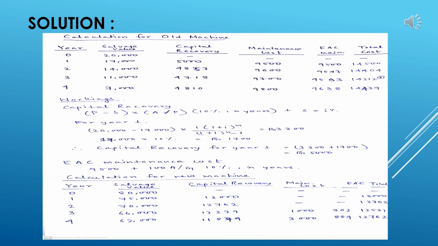It will be future worth turned back into annual worth in case of 1,000 and 3,000, for which we will be getting the values of 302 and 884. Here we need to remember, even when we are transferring the values of 1,000 and 3,000, the respective n's will be 3 and 4. So adding up those two values of capital recovery and the maintenance cost, we will be having the subtotal values which we are getting here.